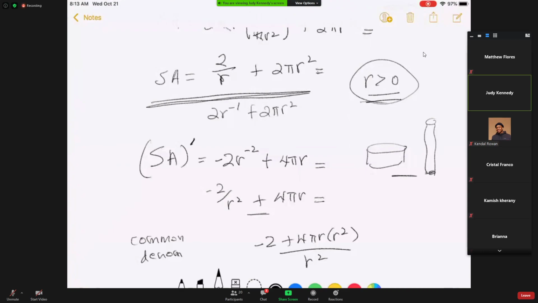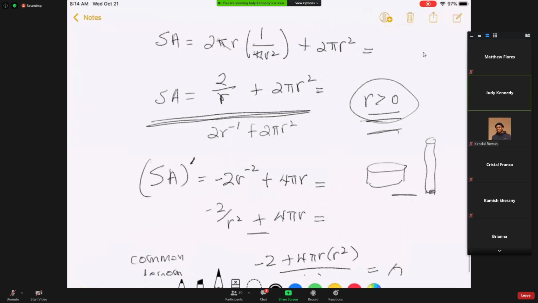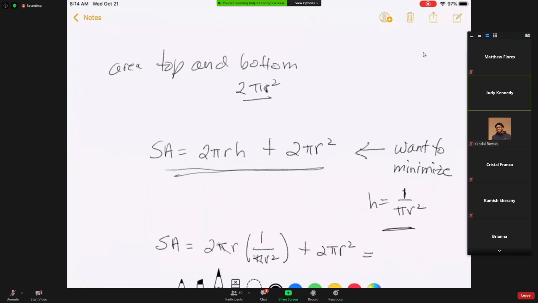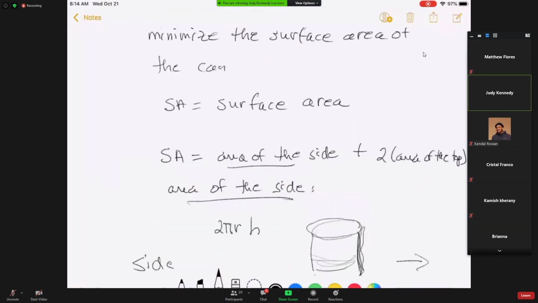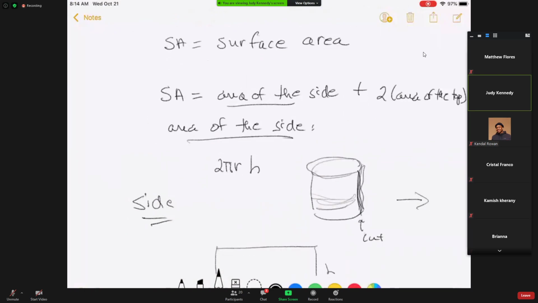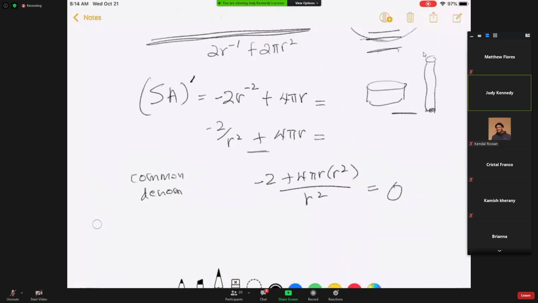Okay. And when is that equal to 0? Well, it's not defined when r is 0. But r equal to 0 wouldn't make any sense here anyway, because if r is 0, the volume of the can is 0, and the volume has to be 1 liter. So r cannot be 0. That critical number is left out. r can't be less than 0 either. That wouldn't make any sense.